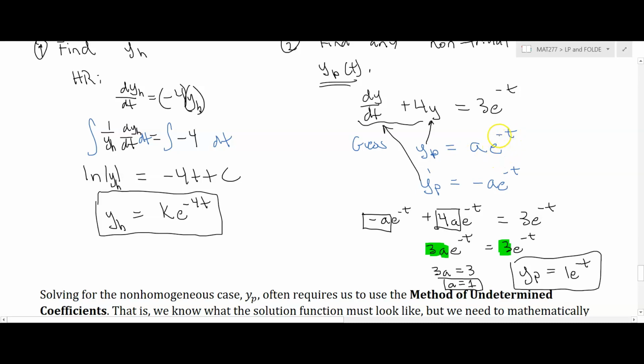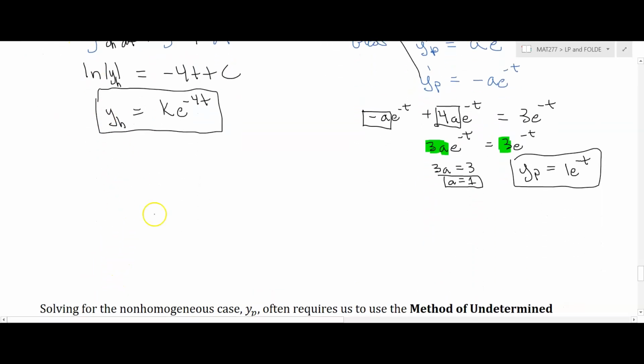If I had picked something like e to the negative 2t, then I would have had an e to the negative 2t on the left, and I would have had an e to the negative 1t on the right, and those two functions will only sometimes be equal to each other when they intersect. Now my general solution, the last step of this, is to say that y is going to equal the homogeneous solution plus the particular solution. The homogeneous solution was k e to the negative 4t, and the particular solution is e to the negative t, and I'm done.